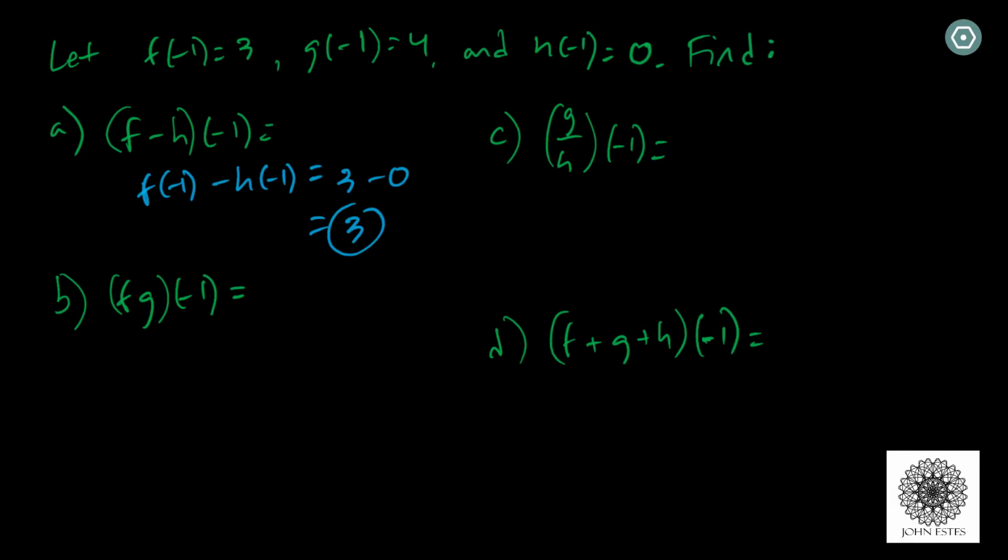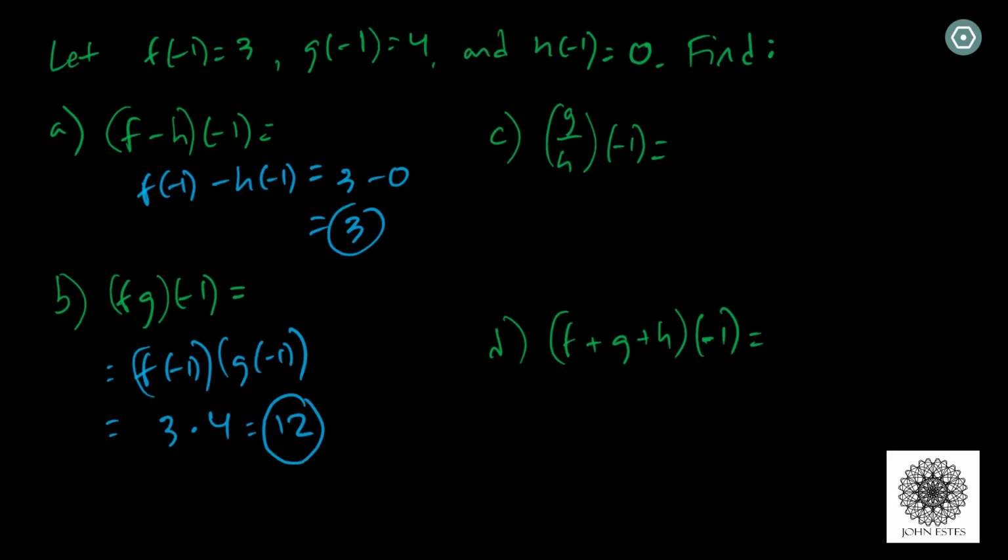Okay, what about the f times g function? It's the same idea. So here that means I need to take f of -1 and multiply that by g of -1. These are both outputs with an input of -1. The first one has an output of 3 and the second one has an output of 4. So the resulting output will be 12. In the f times g function, the output is 12 when you insert -1.